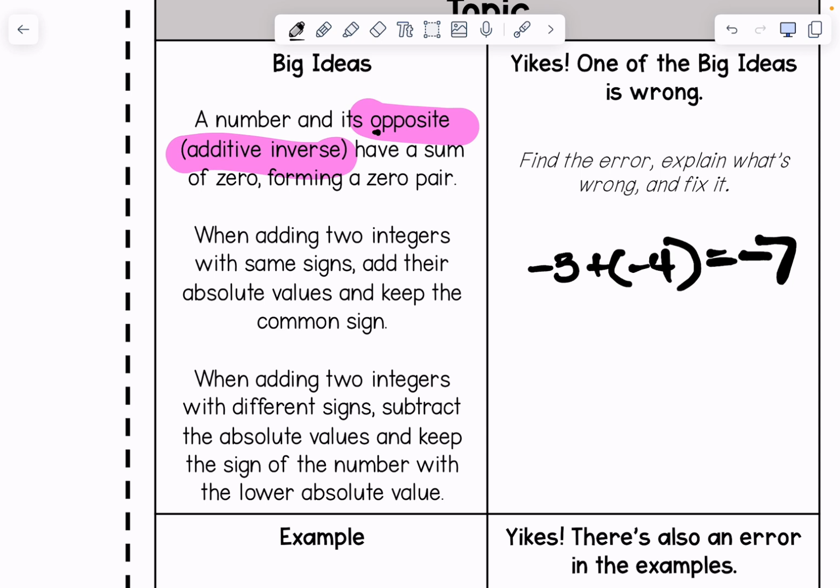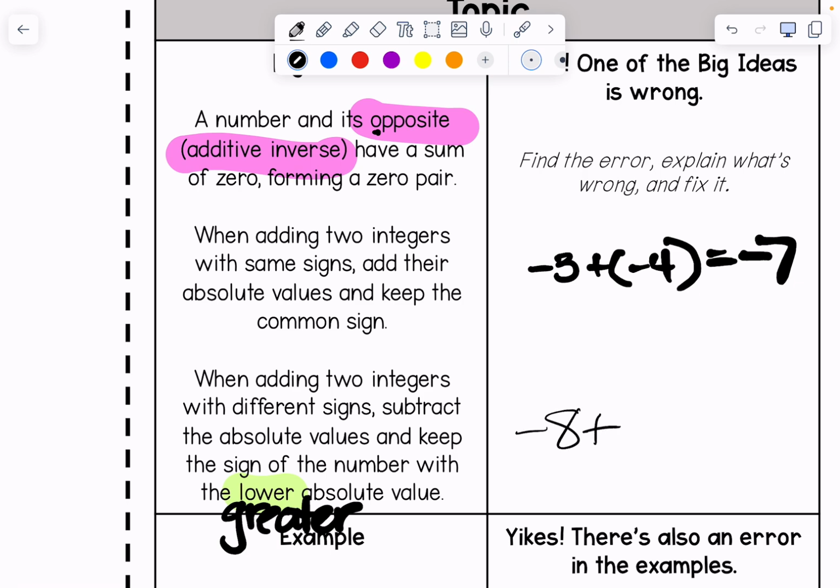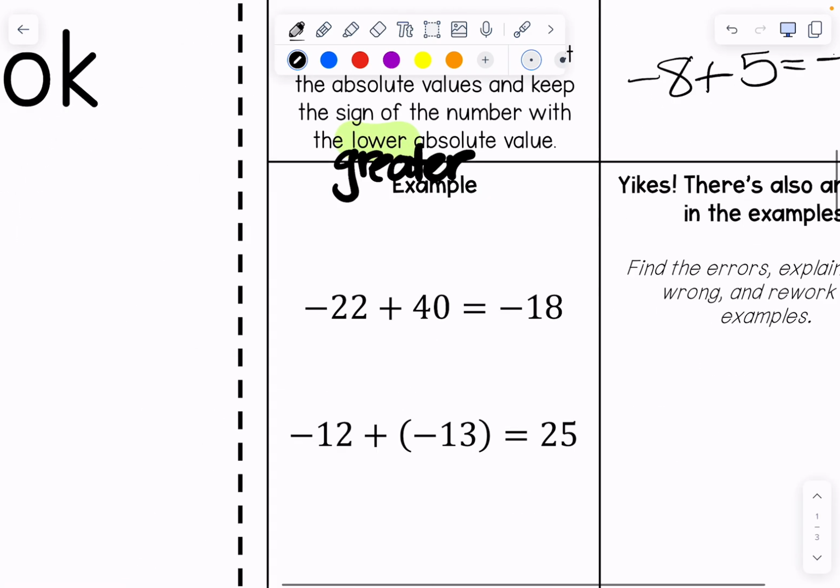When adding two integers with different signs, subtract the absolute values and keep the sign of the number with the lower absolute value. That one is not true. So lower should be changed to greater. And so, for example, -8 plus 5 is going to equal, if we subtract their absolute values, 8 minus 5 is 3. And then because the greater absolute value, the 8, there's more negatives, then this would be -3.